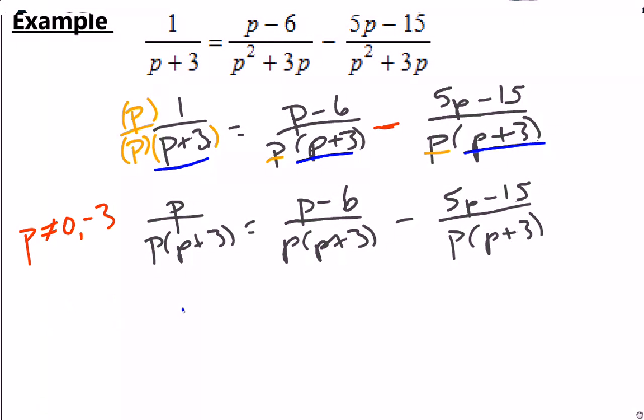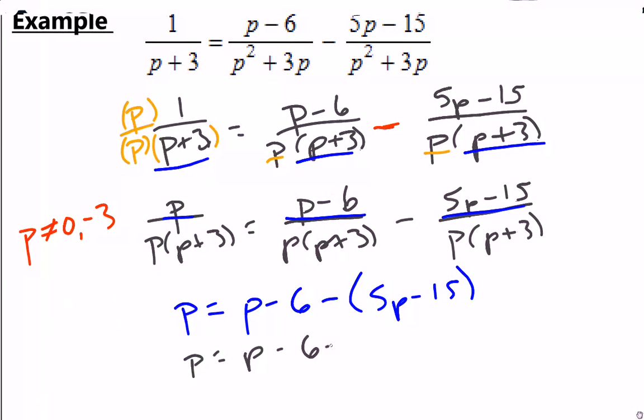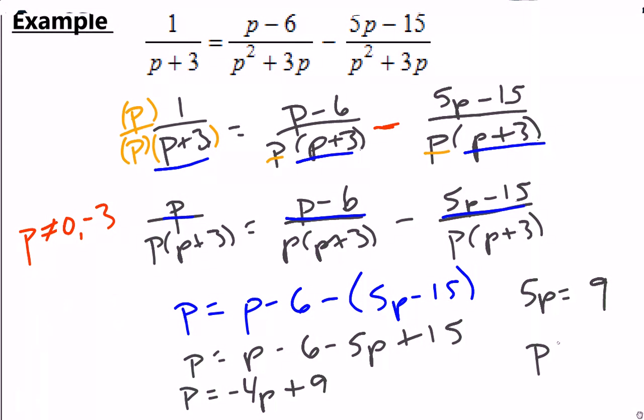All right, let's solve my numerators. p equals p minus 6 minus parentheses 5p minus 15. So p equals p minus 6 minus 5p plus 15. Combining like terms on the right side, I get p equals negative 4p plus 9. Add 4p to both sides, and that gives me 5p equals 9. Divide by 5, and p equals 9 over 5, which is not one of my excluded values. So I am done, and that's it. We'll do some more complicated ones on Friday.